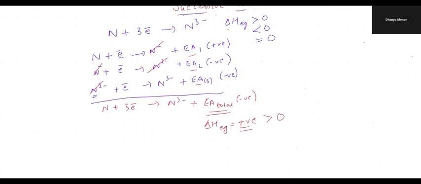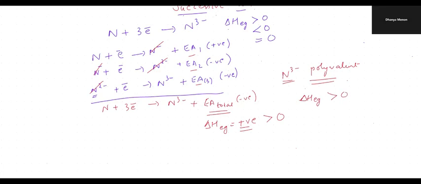Okay. So why did I write this example? Because if you see here, in this case, nitrogen 3 minus, right? So this is called a polyvalent ion. So for a polyvalent ion, you can directly say that delta HEG, that is electron gain enthalpy, is greater than 0.